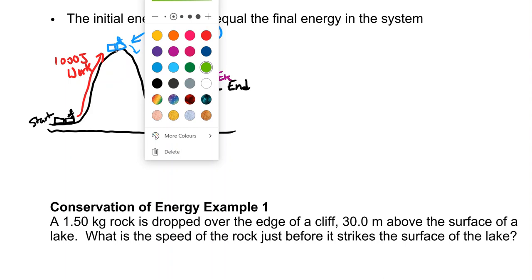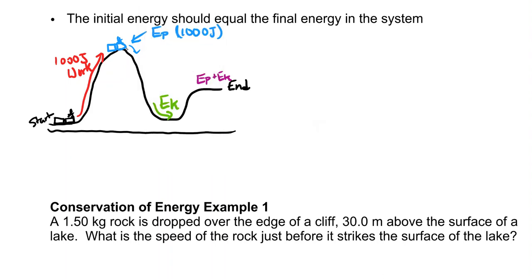Well, if we have 1,000 joules of potential energy at the top of the hill, how much kinetic energy should we have? Well, we should have 1,000 joules of kinetic energy. Hopefully you see where I'm going with this. And then if we have 1,000 joules of kinetic energy way down at the bottom, right? Because we're going faster and faster and faster as we go down here, and we're going lower and lower and lower. So we're turning our potential energy into kinetic energy, and then we're going to go back up.